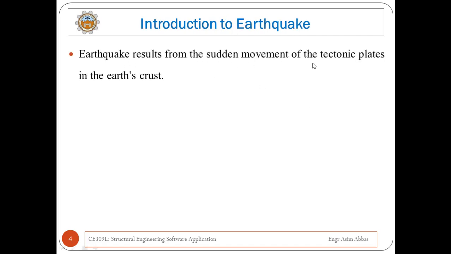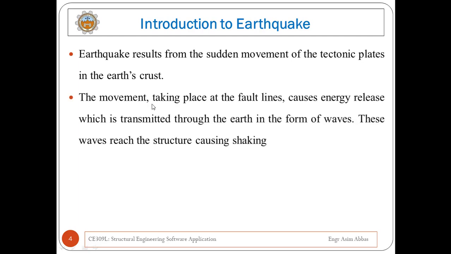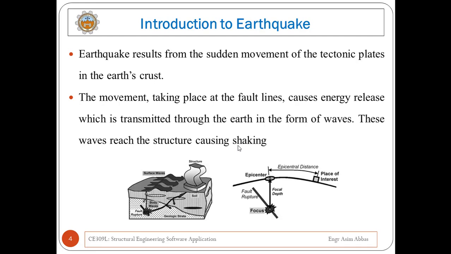Introduction to earthquake. Earthquake results from the sudden movement of the tectonic plates in the earth crust. The movement taking place usually at the fault lines causes energy release which is transmitted through the earth in the form of waves. These waves reach the structure causing shaking or earthquake. In the figure, occurrence of earthquake is shown due to fault rupture at this location.